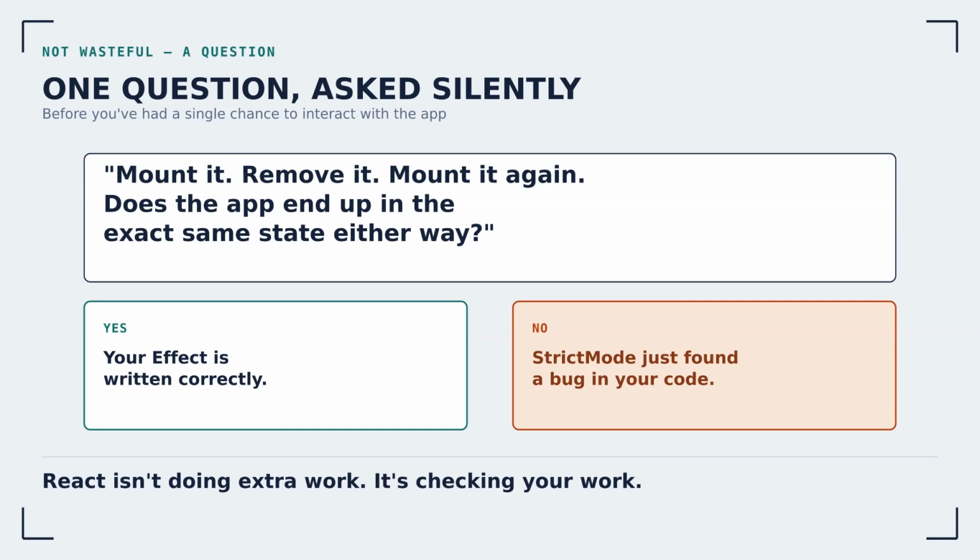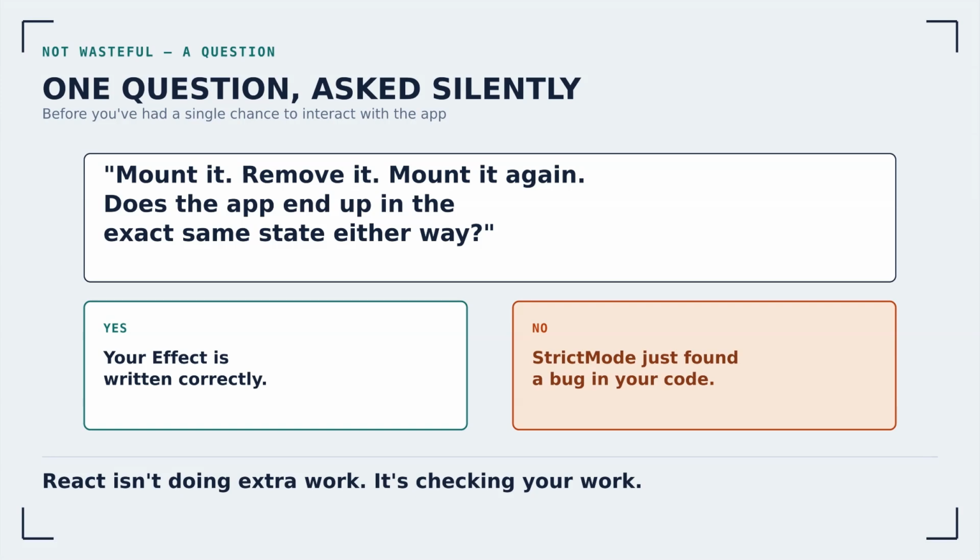Now, when you first hear about this behavior, it sounds incredibly wasteful. Why would React deliberately do extra work? And the answer is, it's because React is asking your component one very simple question. If I mounted this component, immediately removed it, and then mounted it again, would my application end up in exactly the same state as if I had only mounted it once? If the answer is yes, your effect is written correctly. If the answer is no, strict mode just found a bug in your React code.